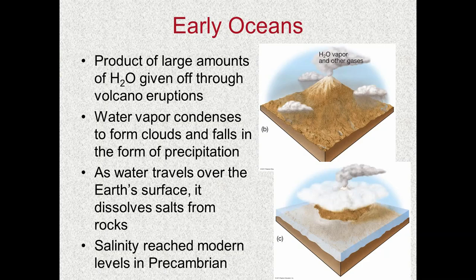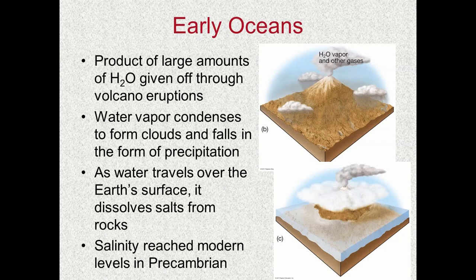And so as all that water runs off the surface, it's seeking the lowest topographic point, which are going to be our ocean basins. As that water flows across the Earth's surface, it dissolves salts that are present in the rocks at the Earth's surface. So we think the salinity that we see in the oceans was reached fairly early on from all of this runoff. So it started off as fresh water.